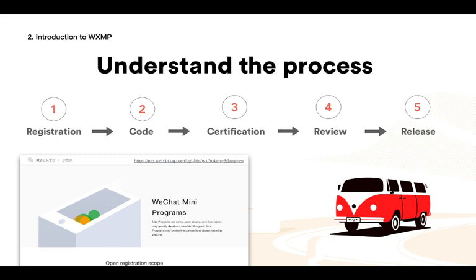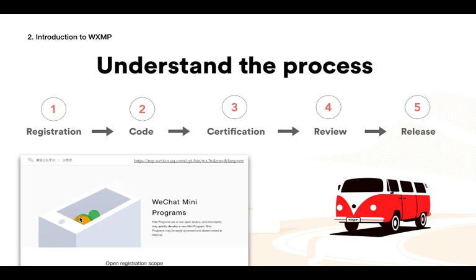So what you need to do first is register for a WeChat mini program. This can be done at this link. It'll bring you to the site, which has both English and Chinese translation if you're interested. But you'll need to register your mini program first. This generally takes an email as well as a Chinese citizen ID.